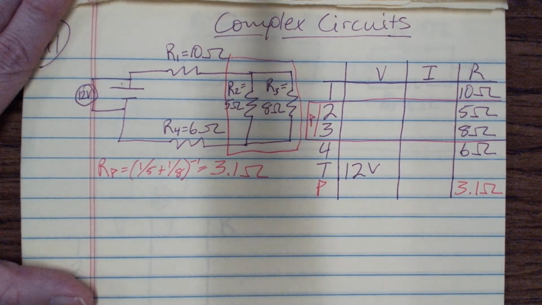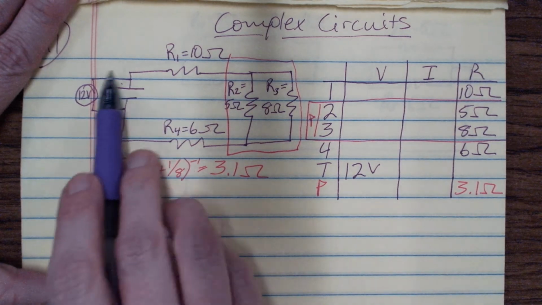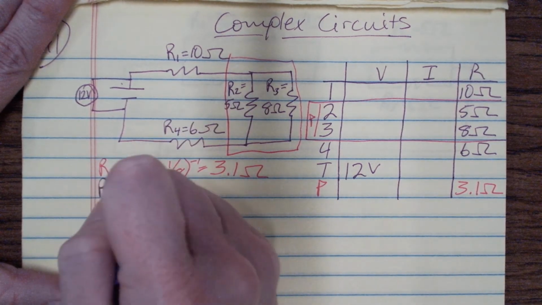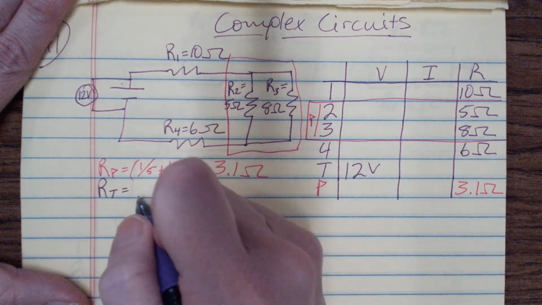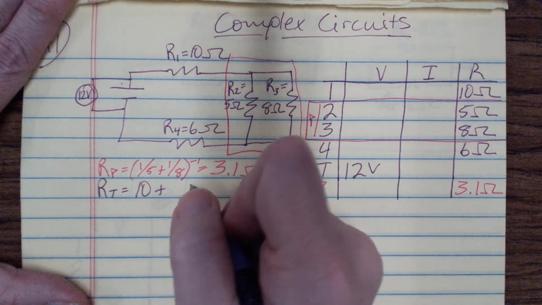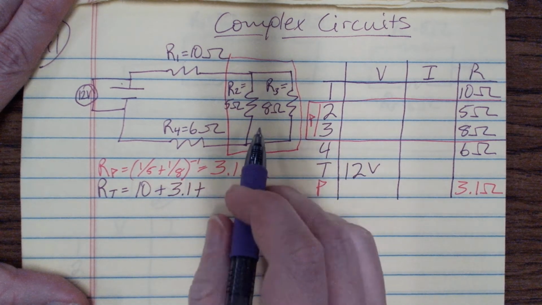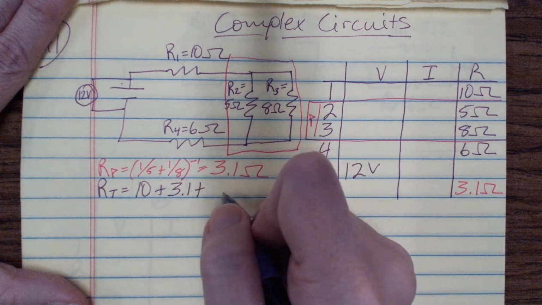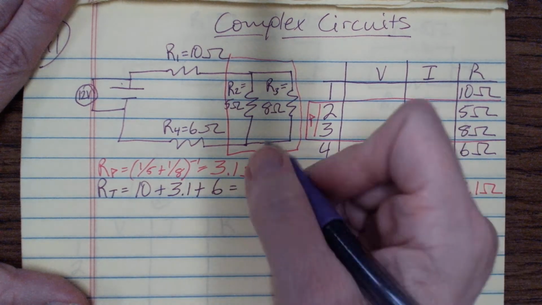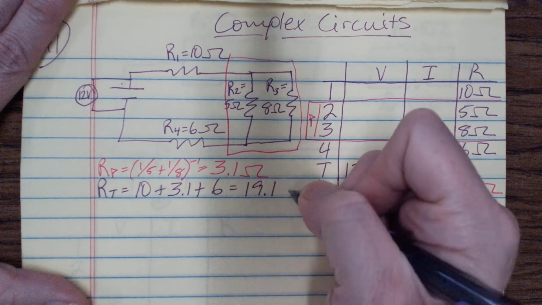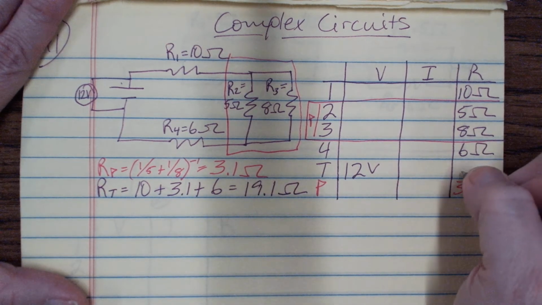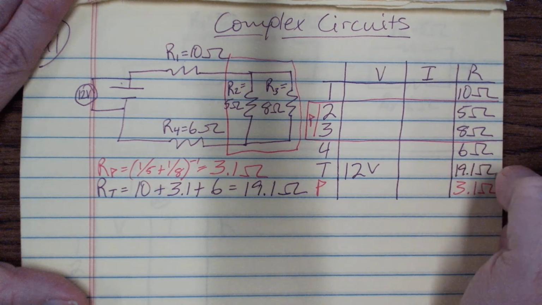So now I'm going to go back to series math, and I can find the resistance on the battery. So that's using series math, so I just add up the 10 plus the one I just found on the box, 3.1, plus the R4 because it's in series with the battery. So 19.1 ohms. So my R total is 19.1 ohms.